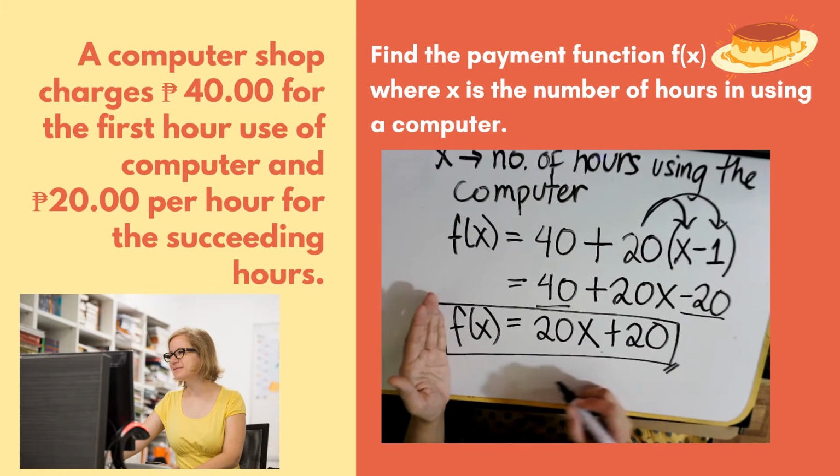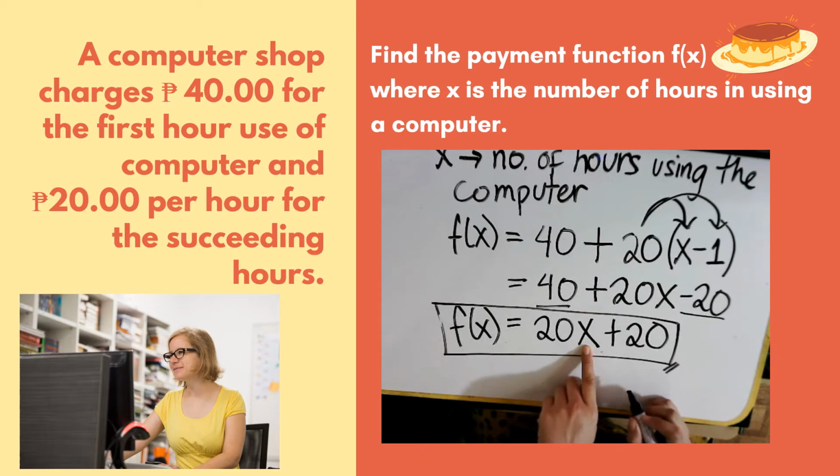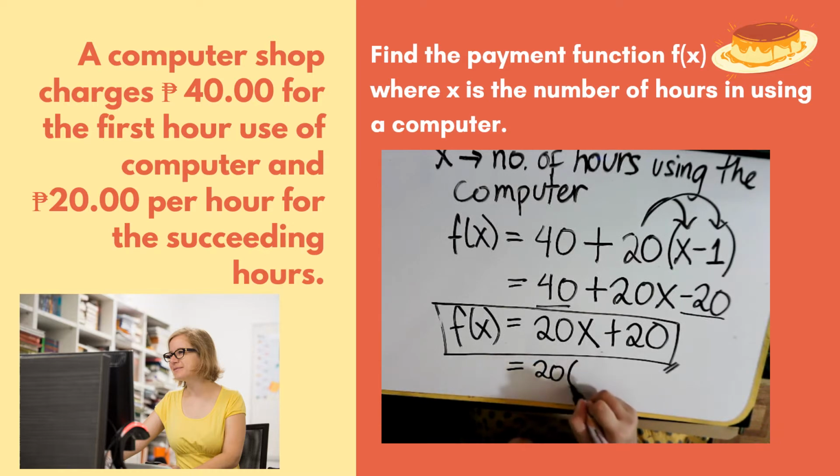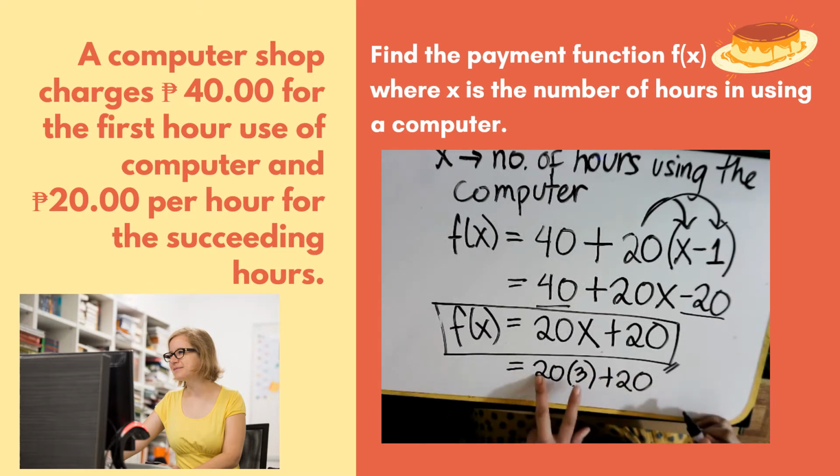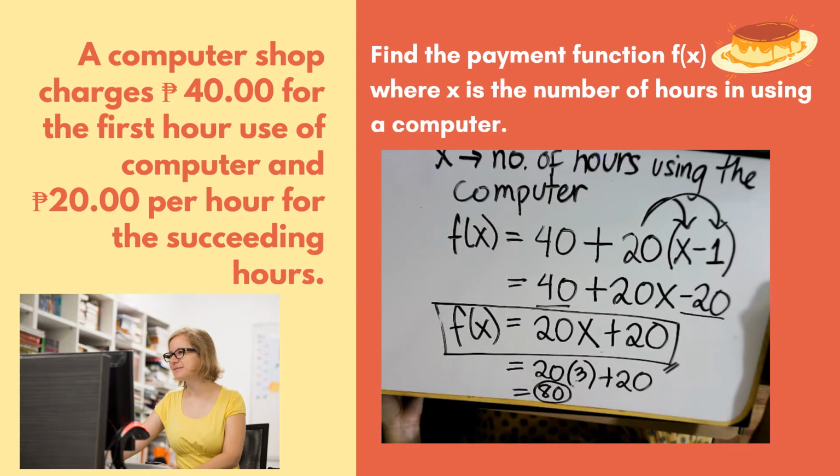So, to use the function, x represent the number of hours using the computer. So, kung 3 hours tayong gumamit ng computer, ang x natin ay 3. So, substituting x by 3, 20, and then replace x by 3 plus 20. Yan. Then, multiply 20 times 3 is equal to 60. Plus 20, 60 plus 20 is equal to 80. Which is correct na kapag naka 3 hours ka, ang kailangan mong bayaran ay 80 pesos.